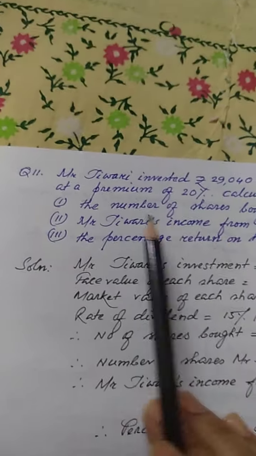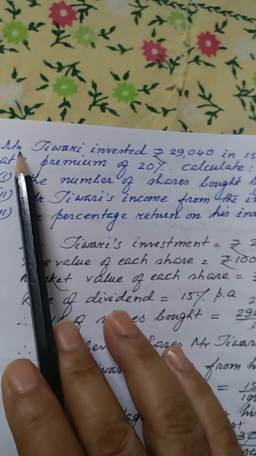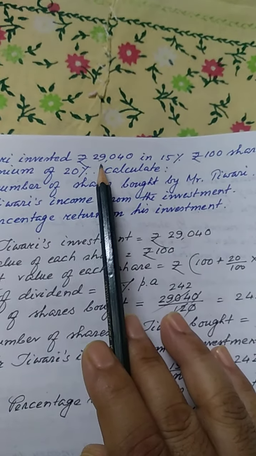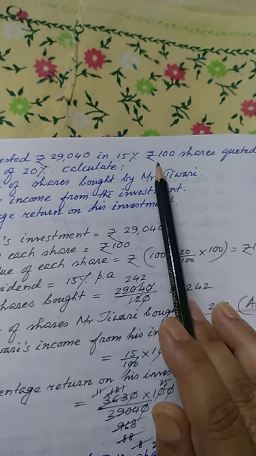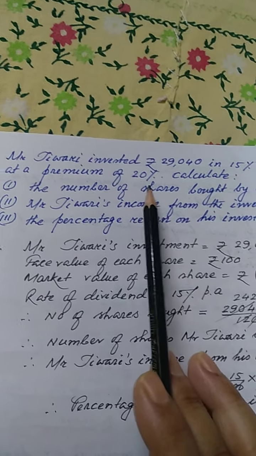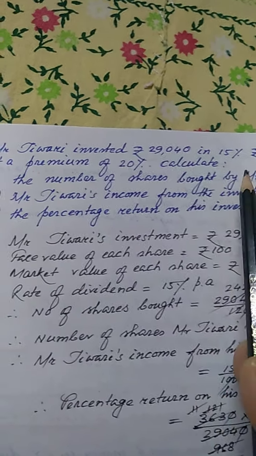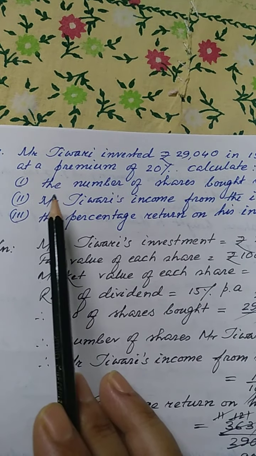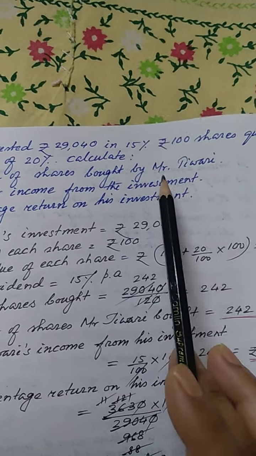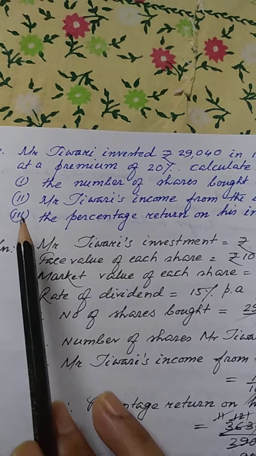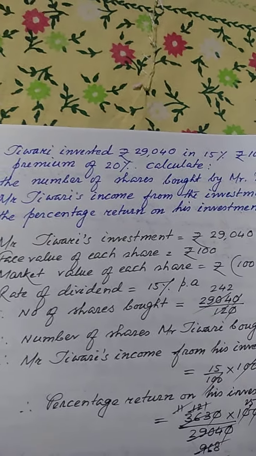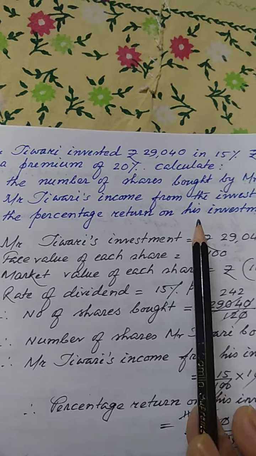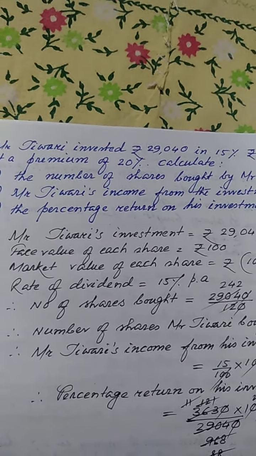Next, sum number 11. It's given Mr. Tiwari invested rupees 29,040 in 15% rupees 100 shares quoted at a premium of 20%. Calculate one, the number of shares bought by Mr. Tiwari, then Mr. Tiwari's income from the investment, and then the percentage return on his investment.